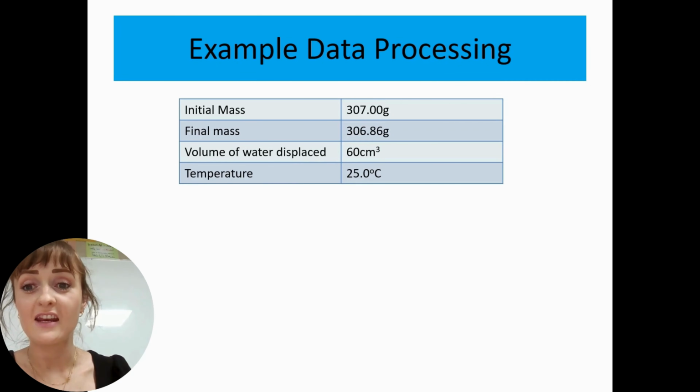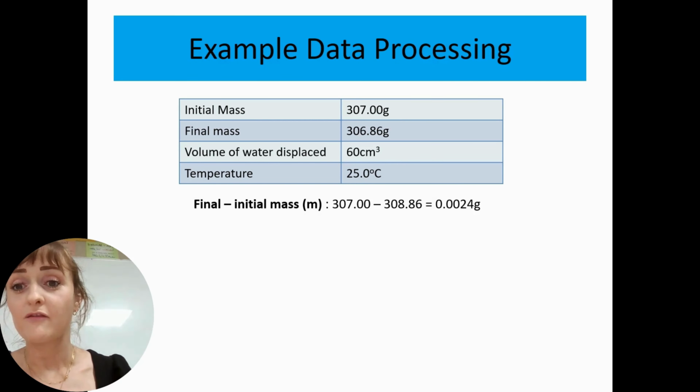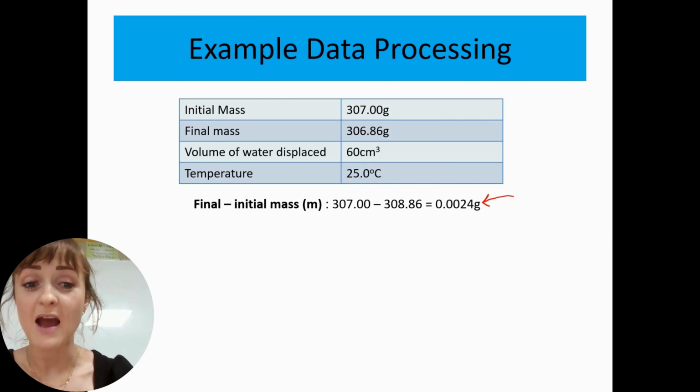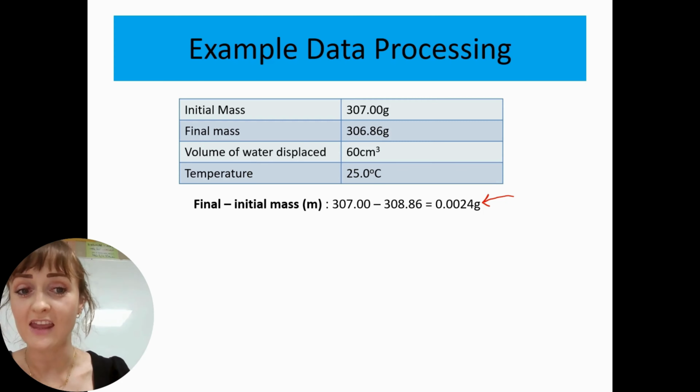You have recorded an initial and final mass of the container that held the gas, the volume of water that was displaced, and the temperature. First, we find the difference in mass, as this value will indicate the mass of gas that was released into the graduated cylinder.